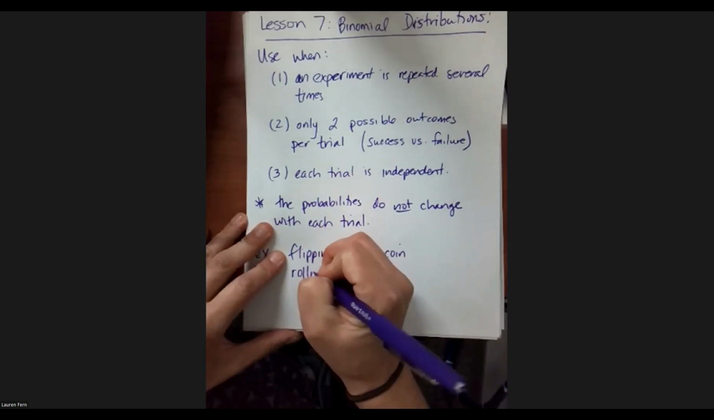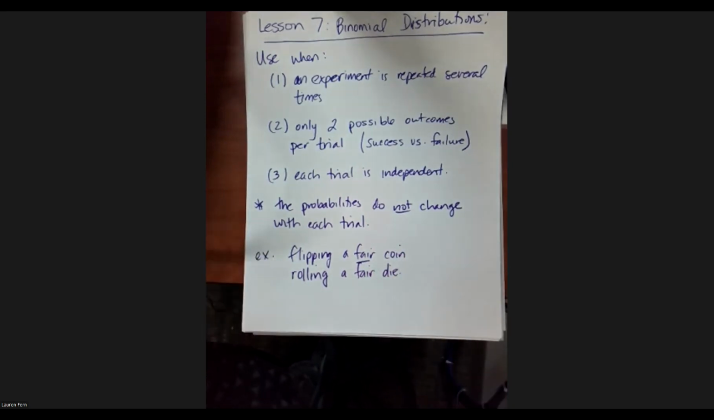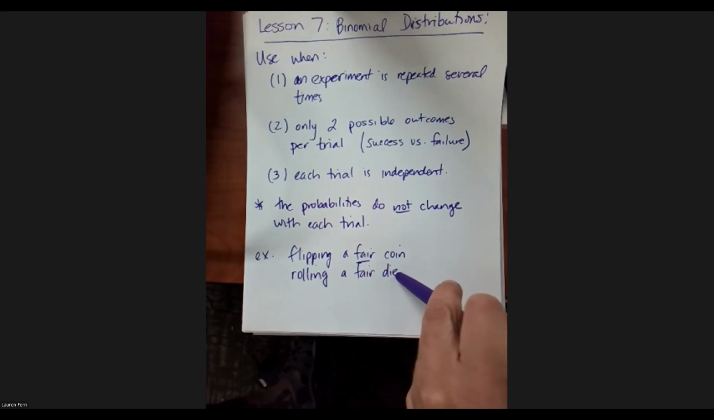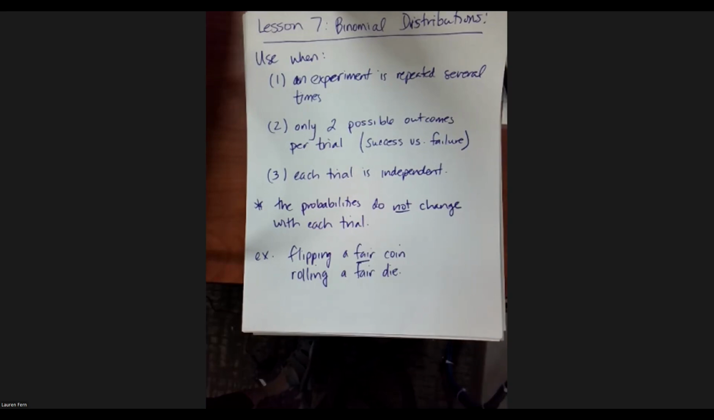Now, one that might not be as obvious, but it will be very soon, is rolling a fair die. And let me explain. This can be repeated multiple times. You can keep rolling a die. Now, you might say, well, wait a minute, if it's a six-sided die, there's more than two possible outcomes. But you can define what your success is. So for example, maybe I'll define my success to be rolling a one. And then would you grant me that there's only two possible outcomes? You either roll a one or you don't roll a one. Does that make sense? Okay. And again, if it's a fair die, presumably each trial is independent. In other words, the probability of rolling a one or not rolling a one isn't going to change. Okay.